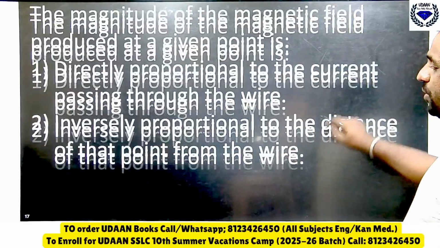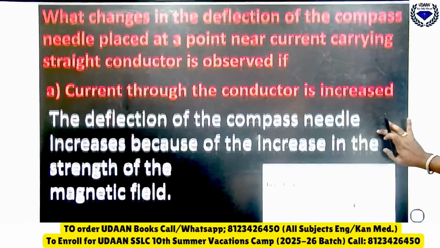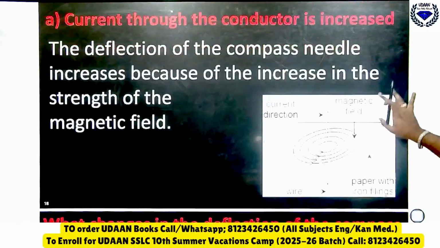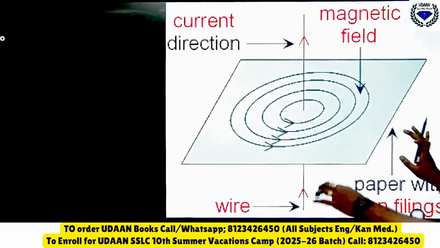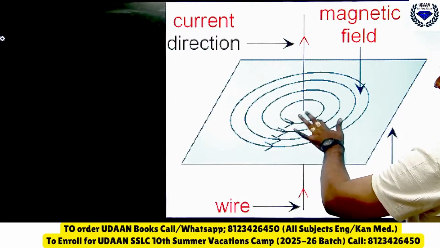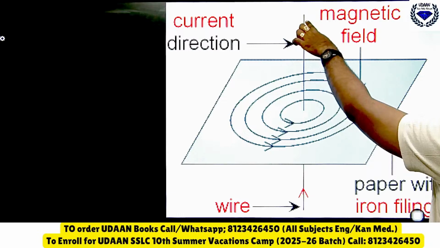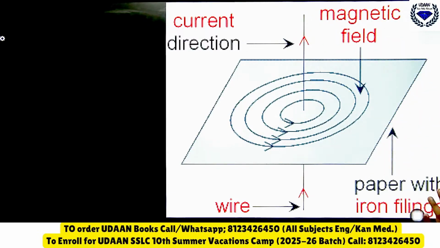Next, let us see. What changes in the deflection of the compass needle placed at a point near the current carrying conductor are observed when the current through the conductor is increased? Observe this activity here. In this activity, the current is flowing in this conductor, and you can see the circles here. Circles indicate the magnetic field.